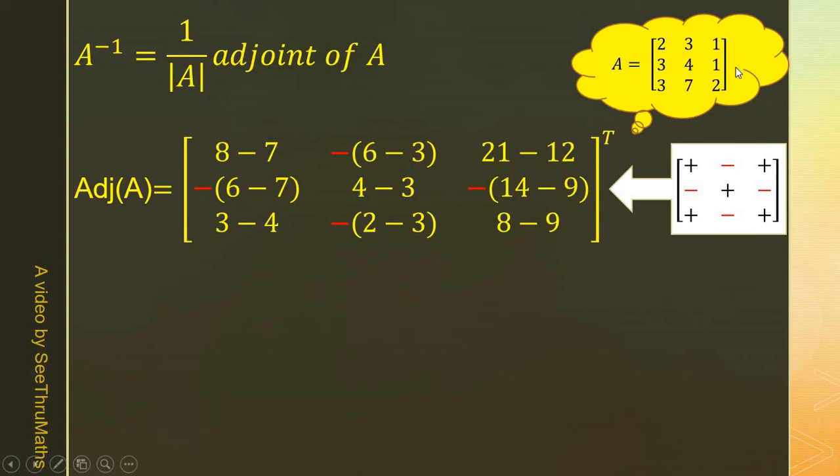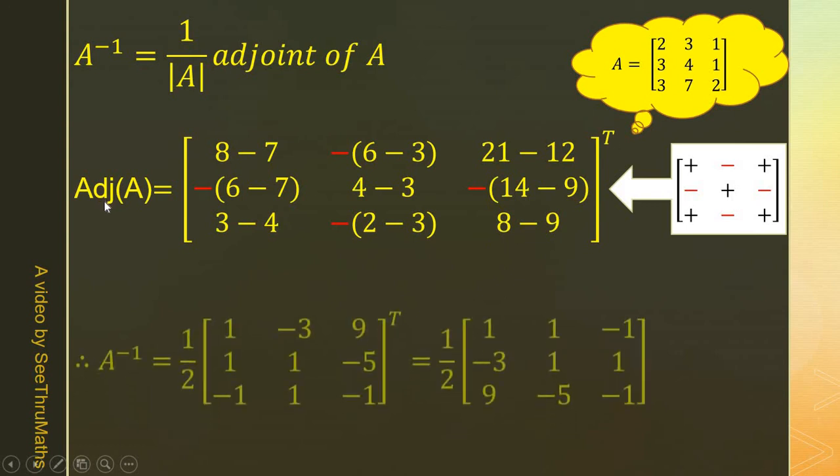For this one, remove the second row, remove the second column. So 2 multiplication 4, 4 minus 3. The next one, minus of 14 minus 9. How is it 14 minus 9? Second row, third column, I leave it. So 2 multiplication 7 is 14. 3 multiplication 3 is 9. The same way we fill all these elements. We will get adjoint of A.